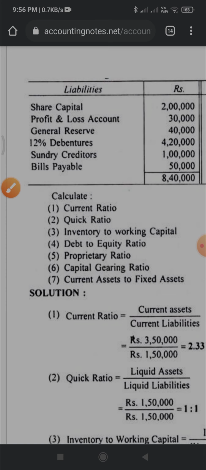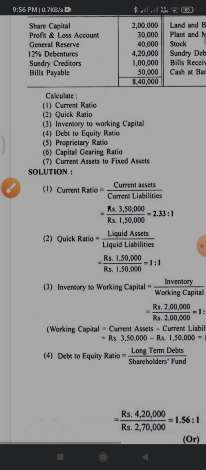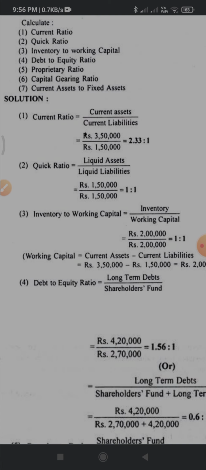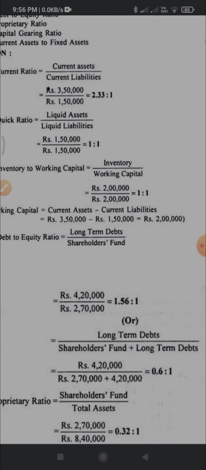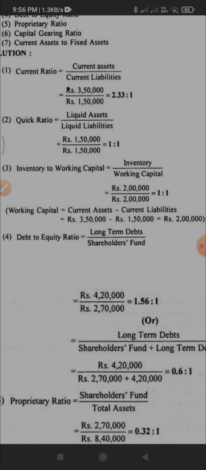What is the total comes here now? 2,70,000. Now debt to equity ratio how much here now? Your long term debt is how much here now? 4,20,000 and shareholders fund is here now 2,70,000. So answer is here now 1.56:1. And here you can use one more way, long term debt divided by shareholders funds plus long term debts. So you are going to get 0.6 divided to 1. So that is not required here now, just understand debt equity ratio equals to long term debt divided by shareholders funds.